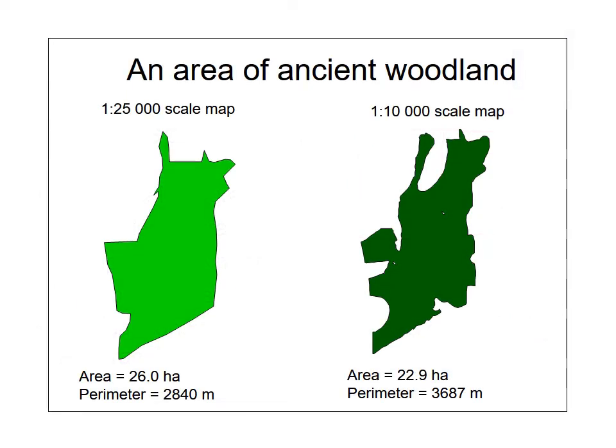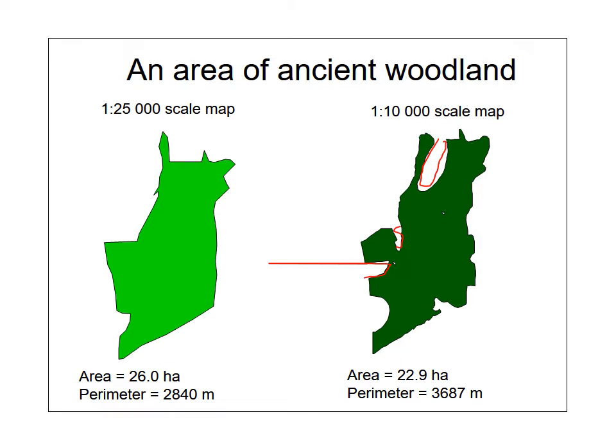Scale of a map can also affect the results of our analysis. On the left hand side you see a low resolution map of 1:25,000, and on the right hand side you see the same area of woodland mapped on 1:10,000. As you can see, there's much more detail in this 1:10,000 map. This area, for example, isn't on the lower resolution map.